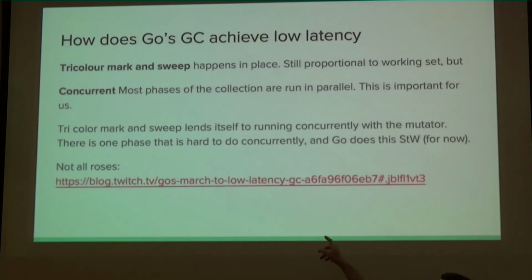It's not all roses. This is a blog post by Twitch, and unfortunately they don't say how much data they're dealing with, like the size of the working set, but they have quite bad latencies. They do show that as the versions and the garbage collectors got better, it removed most of the issues they were having with Go 1.5, I think.